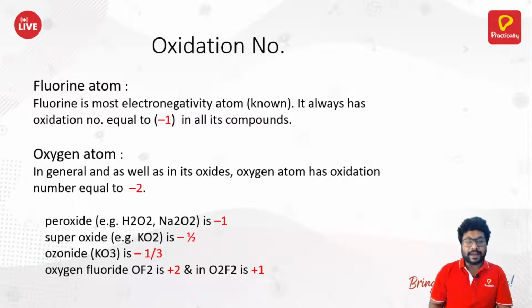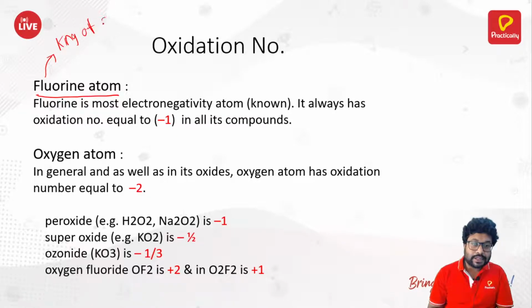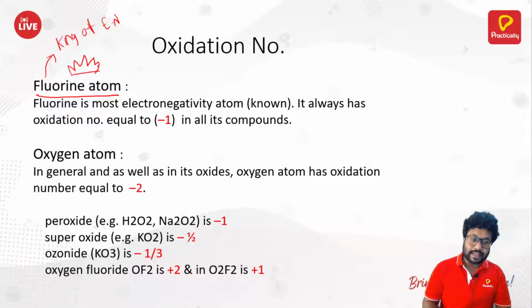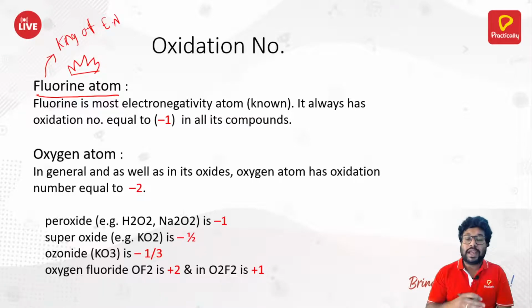See, fluorine atom. Now, you might know fluorine atom is the most electronegative element in the periodic table. It is also referred to as the king of electronegativity. So your fluorine, being the most electronegative, will never lose electron.